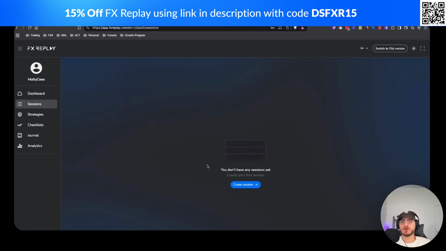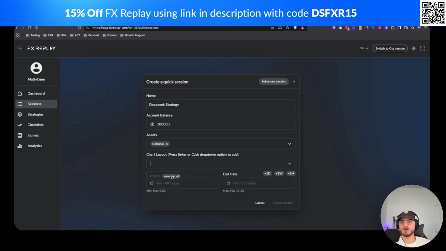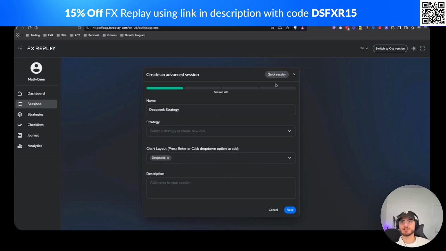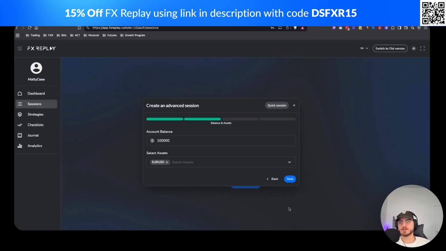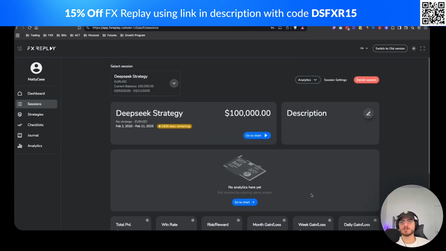Now that we have our account tags set up, it is time to get into the testing. What we can do now is go into the session, click create session, go to name, and let's call it the DeepSeek strategy. We'll give ourselves an account balance of 100,000. Assets are going to be EU. For the chart layout, we'll create a new layout and call it DeepSeek. Let's start from 2020 and go till today. Let's go into advanced session and call DeepSeek our new strategy. Let's go next, next. Add some spreads and commissions to keep it realistic. Let's say 0.1 spread and $7 commission total. And let's create a new session. There we go, we have our DeepSeek strategy ready to go. Let's jump into the charts and start testing.